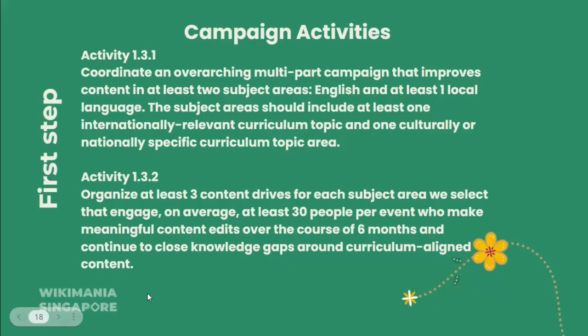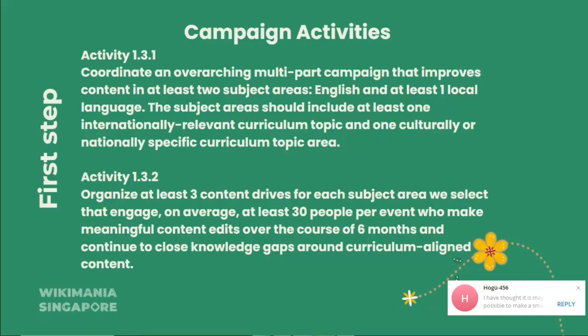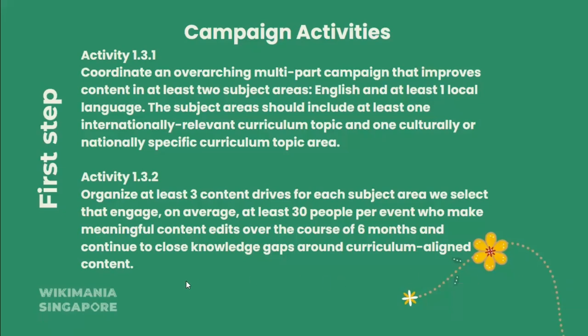Essentially, the campaign was to create an overarching multi-part campaign that was going to improve the content in at least two subject areas. But we ended up doing three subject areas, which were computing, science, and social studies. And we're looking at basic 7, 8, and 9. This was supposed to span a 3-month period, but due to a number of projects or concerns, we were able to scale it down to about 3 or 4 months. And now we've been able to host a number of the campaigns that we've done so far.